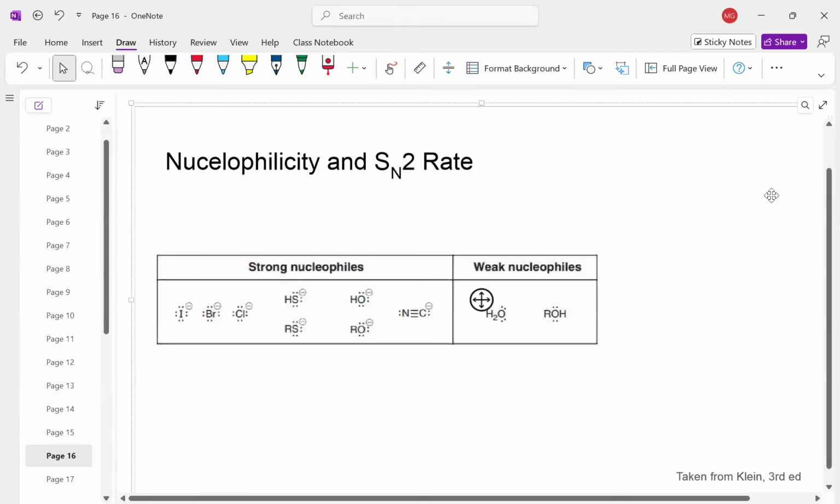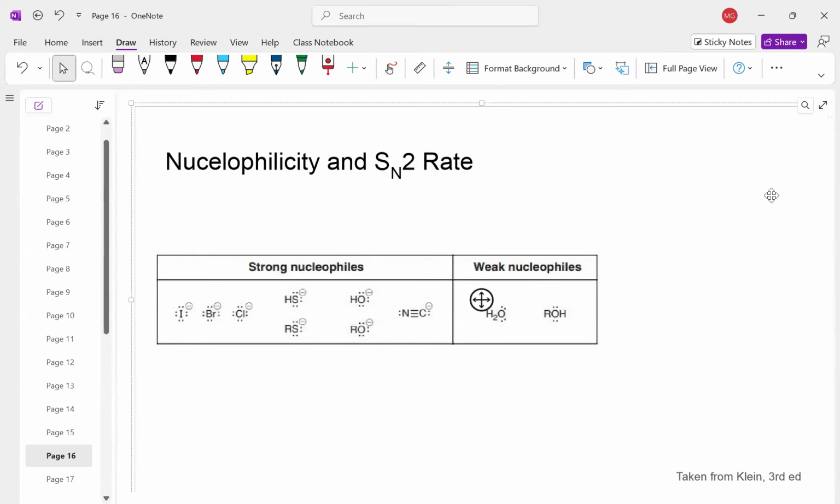So to round out SN2, we're going to be looking at how the quality of the nucleophile affects the rate of the reaction. And then we'll take a look at how the solvent affects the rate of an SN2. So when we talk about nucleophile quality, what we're looking at is something called nucleophilicity. This is simply the rate at which a nucleophile will attack a substrate.